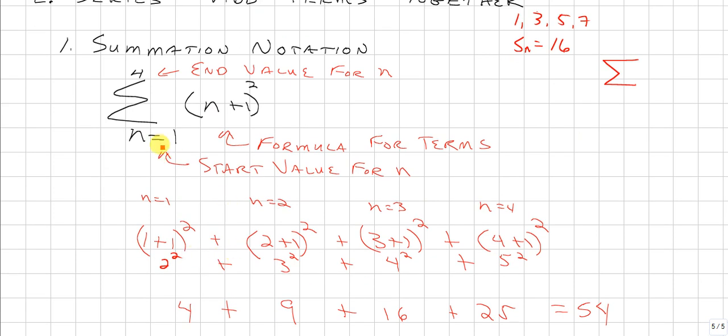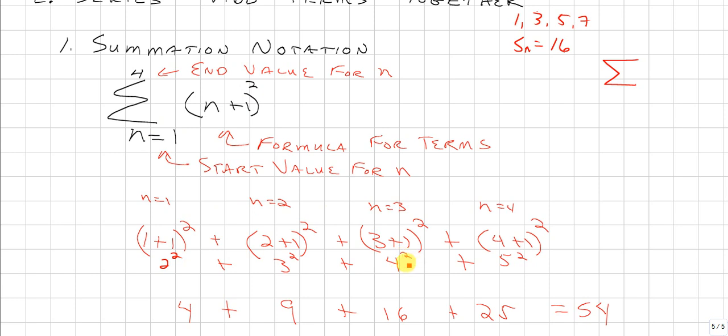Then I would go to n equal to 2. So that would be 2 plus 1 squared, which is 3 squared. Then I would go to n equal to 3. It would be increasing by 1. So that would be n is equal to 3, 3 plus 1 squared. That would be 4 squared.